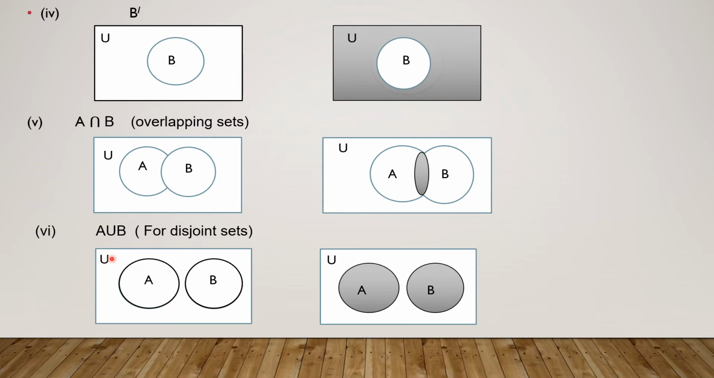Part number 6 is A union B for disjoint sets. The diagram shows that A and B are disjoint. Disjoint means nothing is common between A and B. There is no common element between A and B. Now the question is to shade A union B. A union B means all the elements of sets A and B. So you have to shade the whole portion of sets A and B. So here I shaded the whole portion of set A and set B.